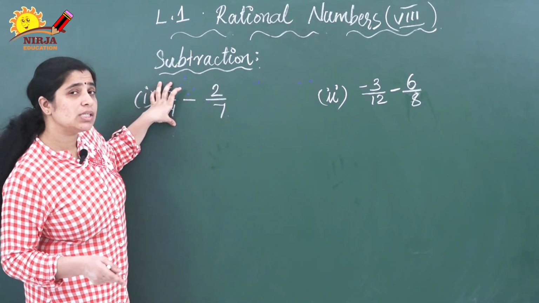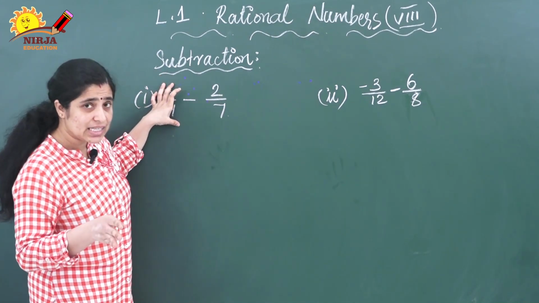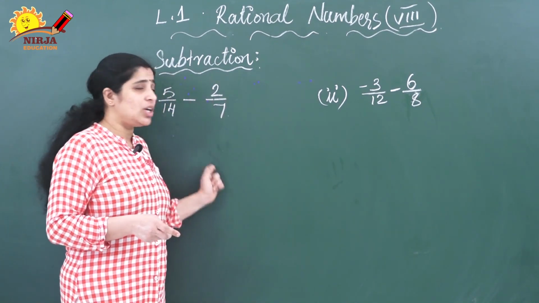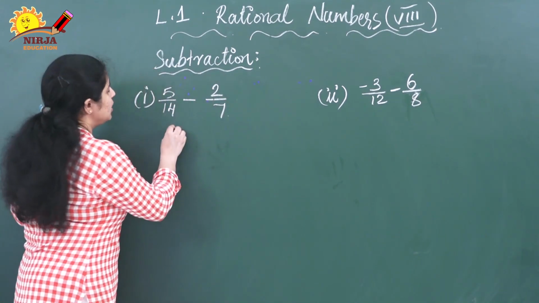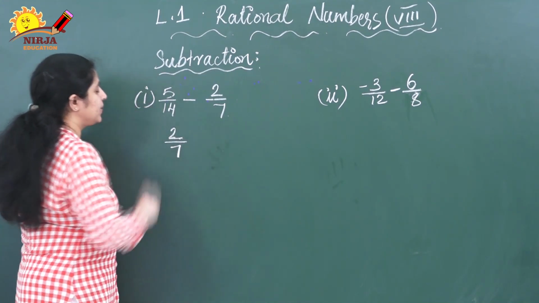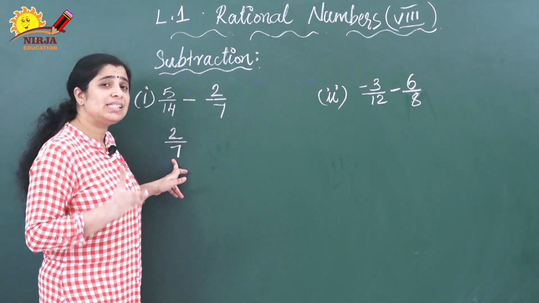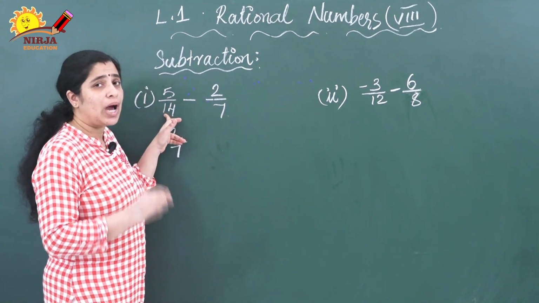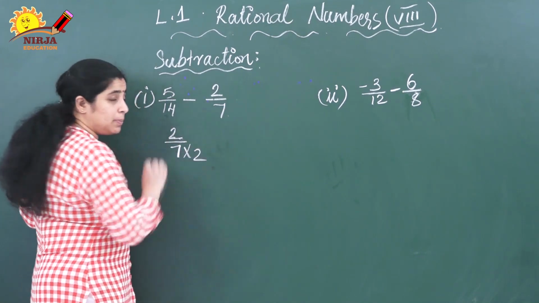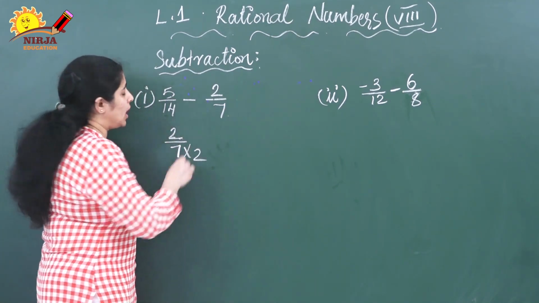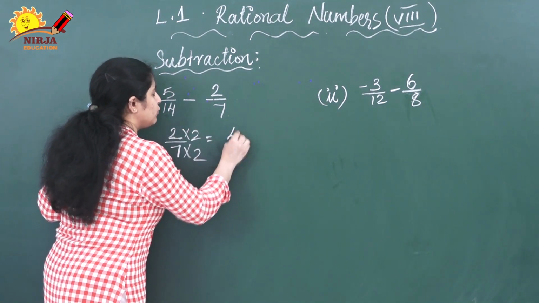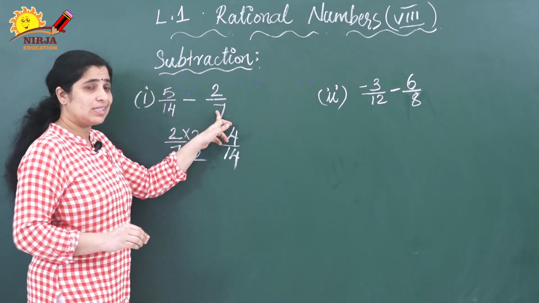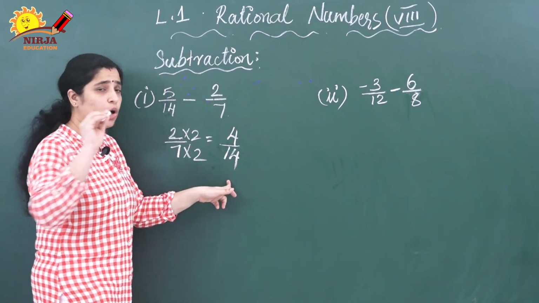So we can keep this number as itself, and we have to change the denominator of the second number. So I am going to change the denominator of the second number, 2 by 7. By which number you have to multiply 7 so that we will get 14? You know that by 2 you have to multiply. So by 2 I am multiplying denominator and also numerator. 2 2s are 4 and 7 2s are 14. Now the denominators are same. Here it is 14 and here it is also 14.